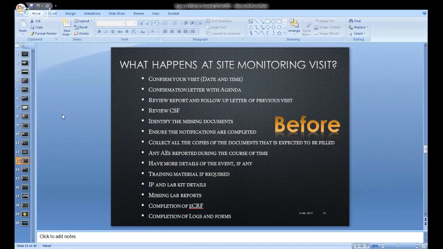Any adverse events reported during the course of time, enlist all the adverse events, because these adverse events that you have recorded might be an adverse event as per the document that you have received or as per the explanation you have received. But once you go to the site, when you do the complete analysis or review, you might coin it now as a serious adverse event.